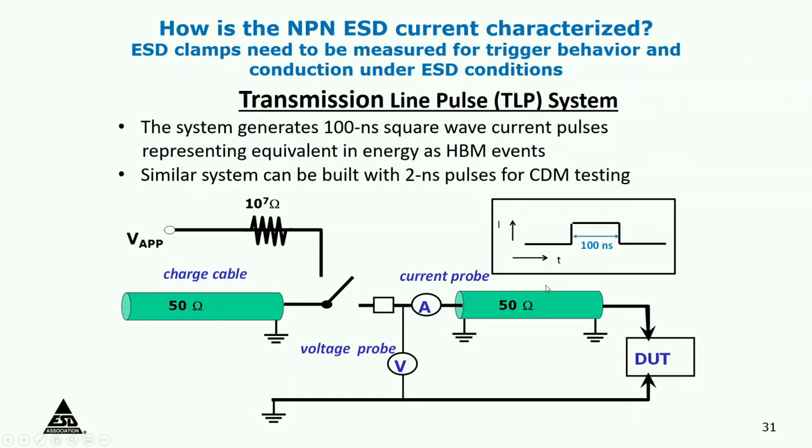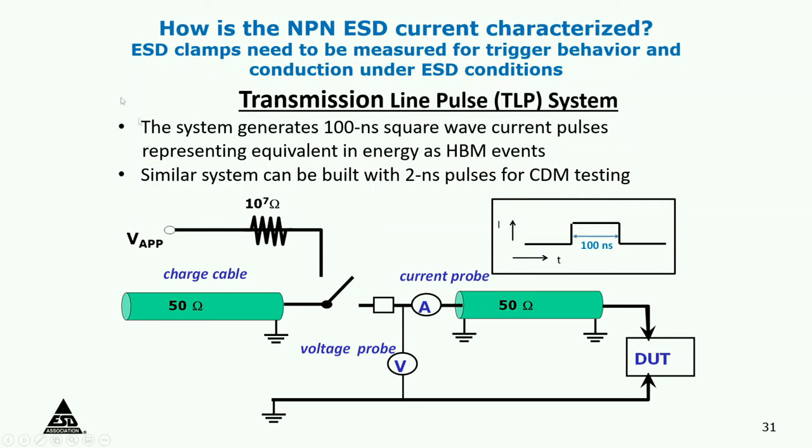Now, how do you characterize these transistors in the ESD regime? You need a pulse that is equivalent to the human body model, right? You need the same pulse width. You cannot generate those decaying waveforms. But one thing you can do is generate a square wave pulse that's only 100 nanoseconds in pulse width. The energy under that pulse is about the same as a decaying waveform of 150 nanosecond time constant.